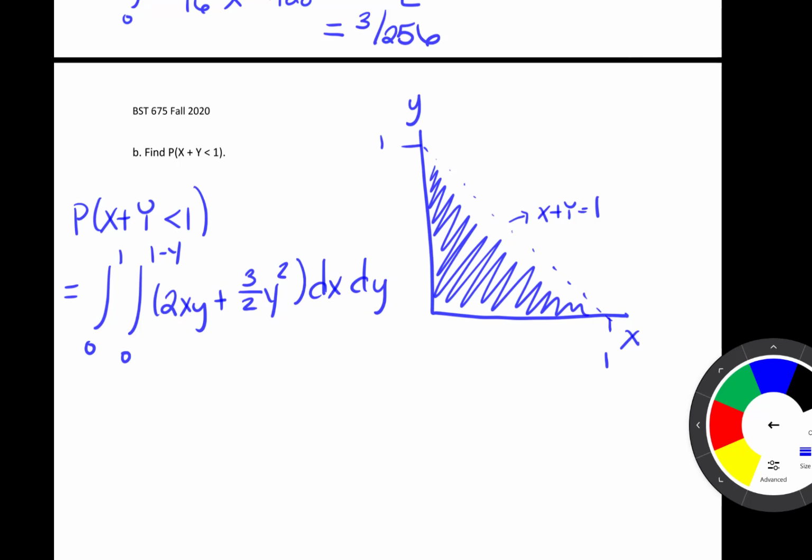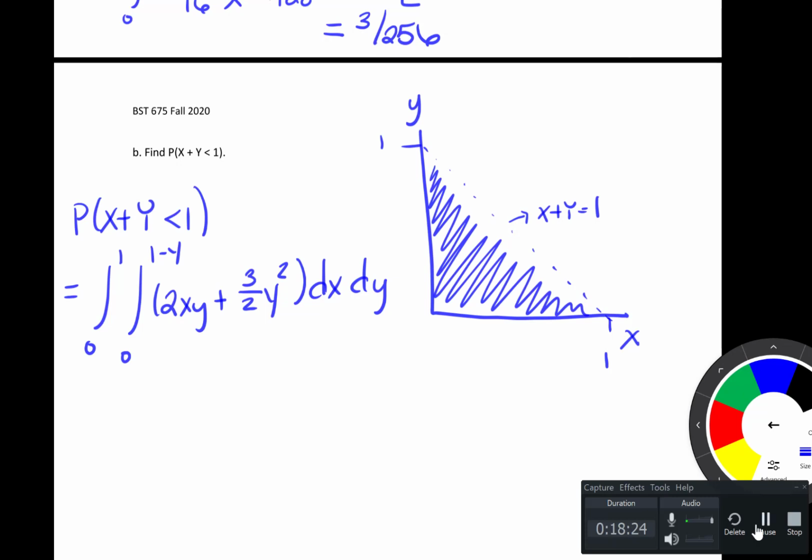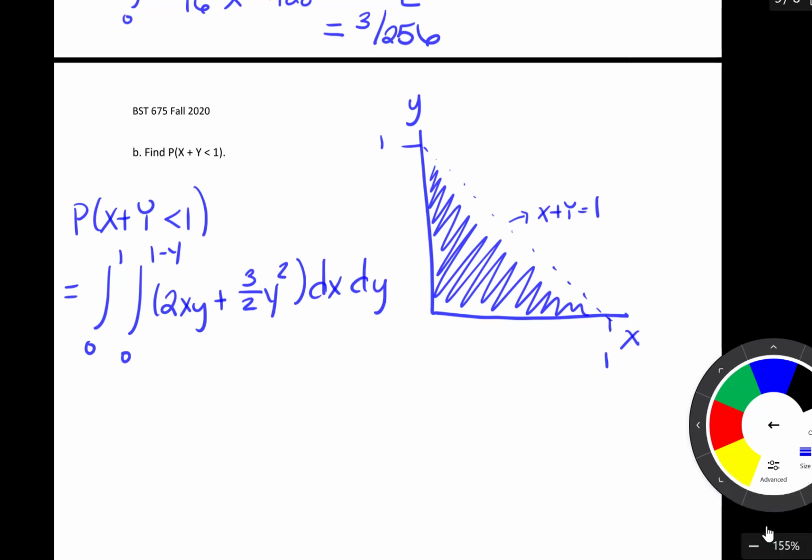The region I integrate over for x is going to depend on y. So in other words, how far I go over on the x-axis is going to depend on what position I am at y. So this is why here we integrate x from 0 to 1 minus y.